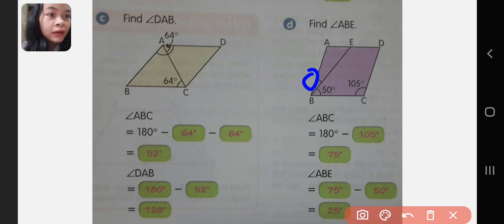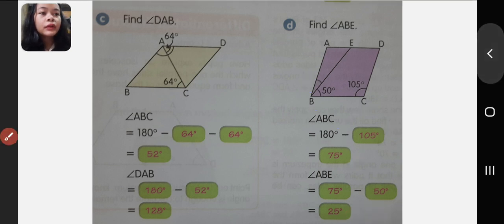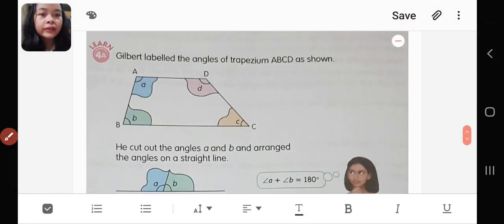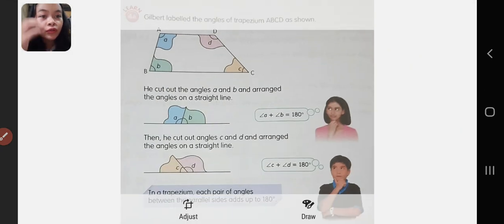ABC, remember B and C is in one line. So how to find it is 180 degrees minus 105 degrees. So you got 75 degrees. So ABE is 75 degrees minus 50 degrees equals 25 degrees. That is for that. So now we move on to trapezium.